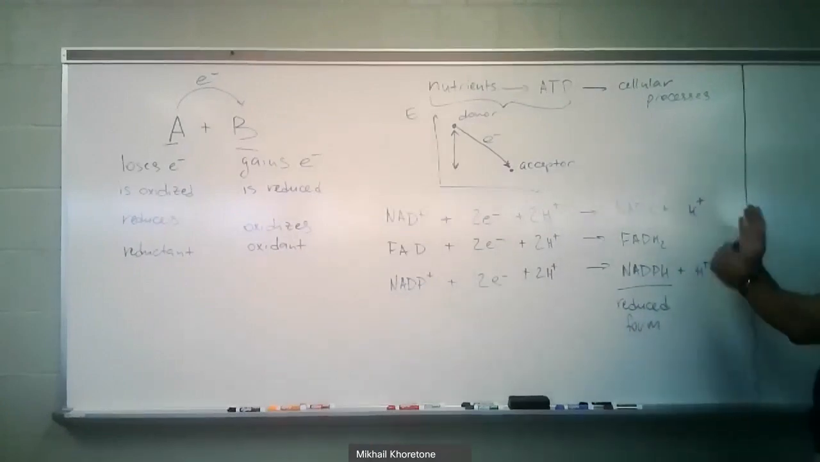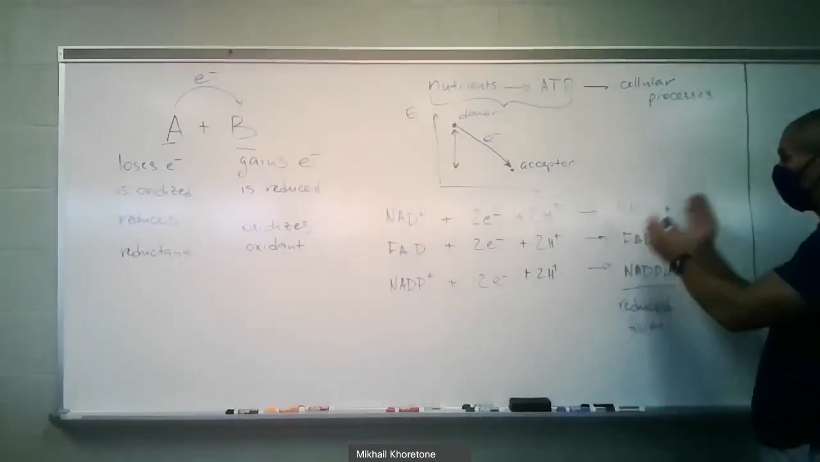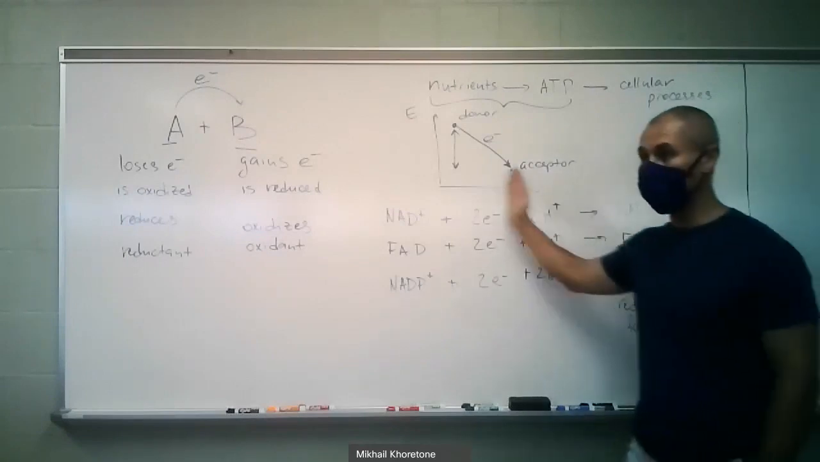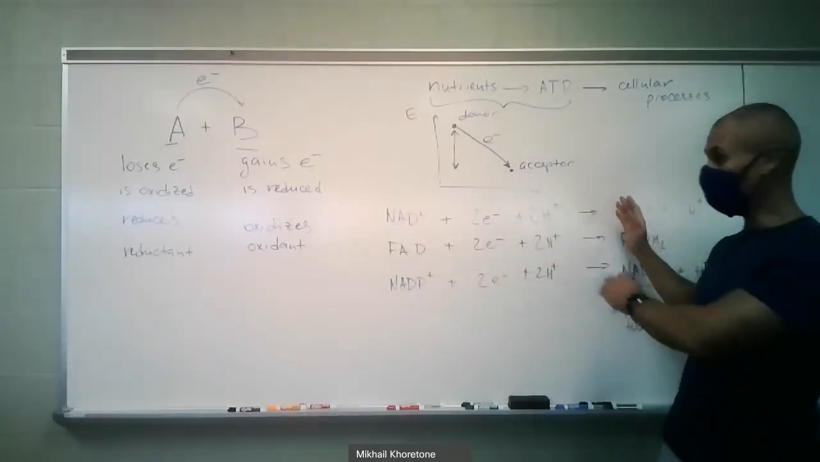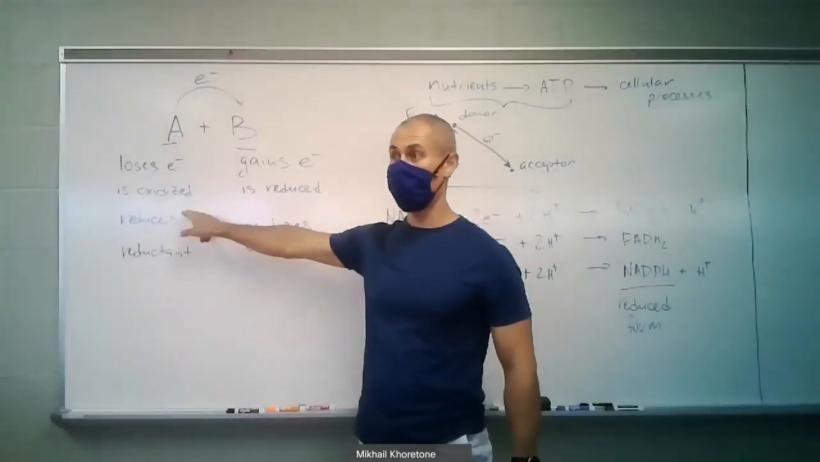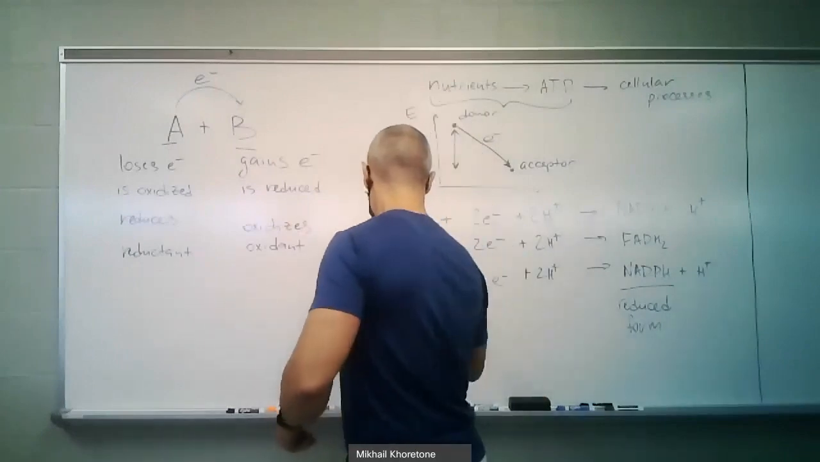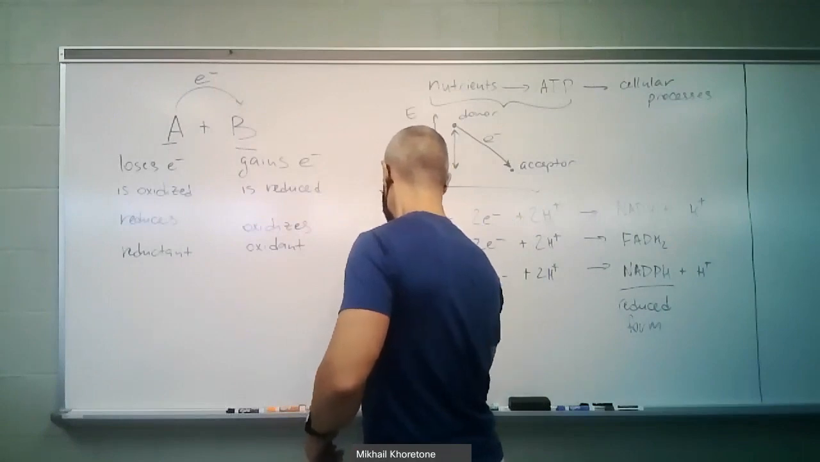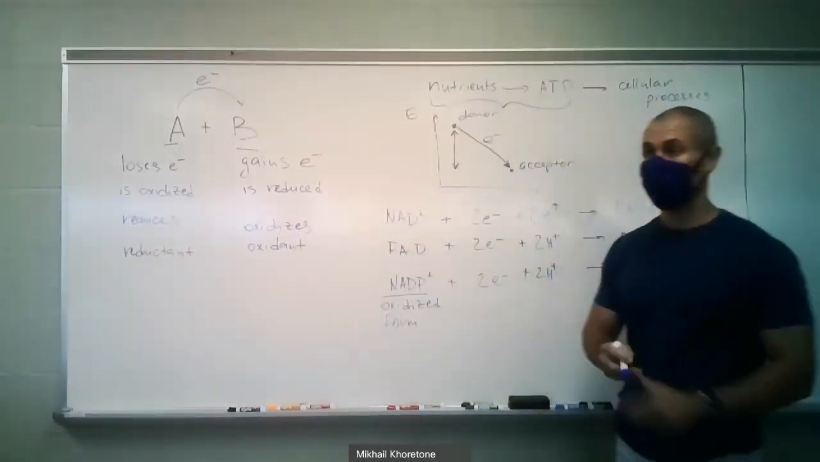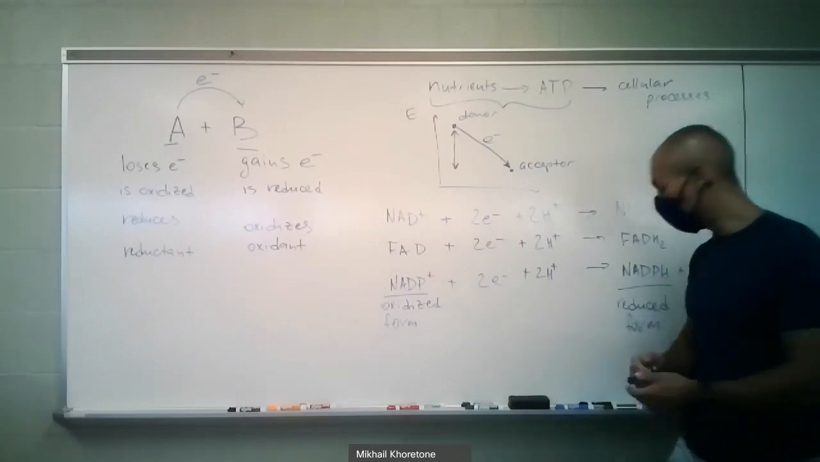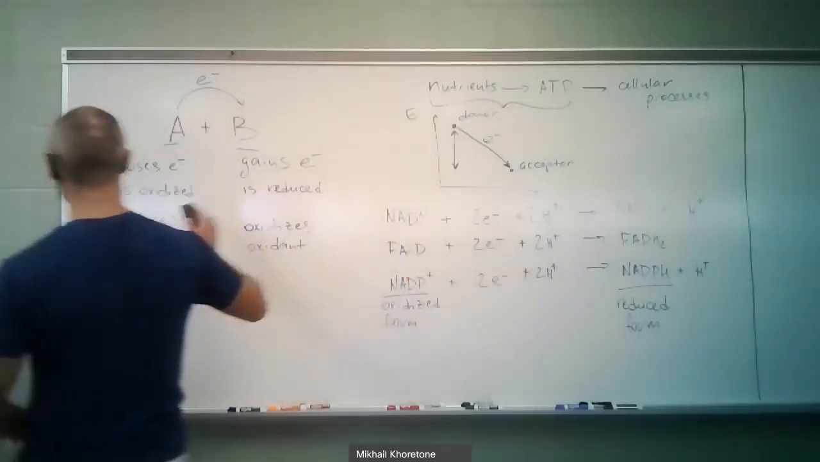Now imagine that you are running this reaction backwards. When these electron carriers bring the electrons to the destination point and unload them, when they lose them, what happens to them? They are oxidized. These are called oxidized forms. Does it make sense? Good, clear? So that was an important conversation about reduced and oxidized.